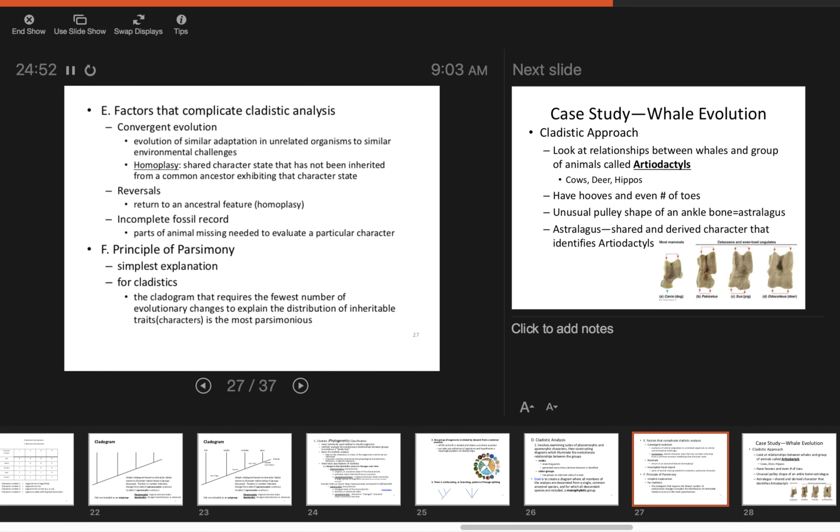There are some factors, again, that can complicate cladistics. Convergent evolution is a big one, due to homoplasy. A shared character state that has not been inherited from a common ancestor. Birds and insect wings, they can both fly, but the structure of their wings is completely different. Reversals, sometimes traits go back to their ancestral feature. We can also call it homoplasy. We have an incomplete fossil record, so there are just gaps.